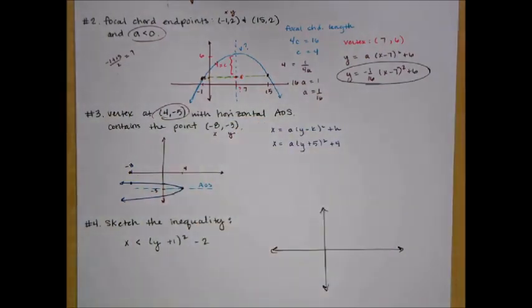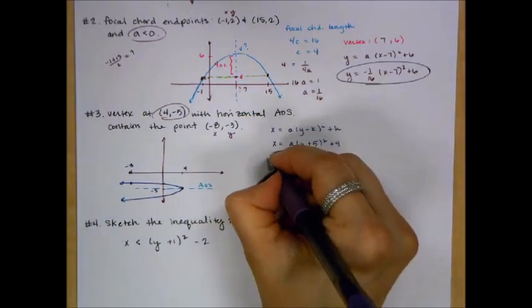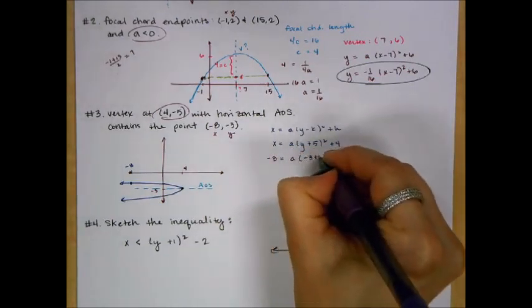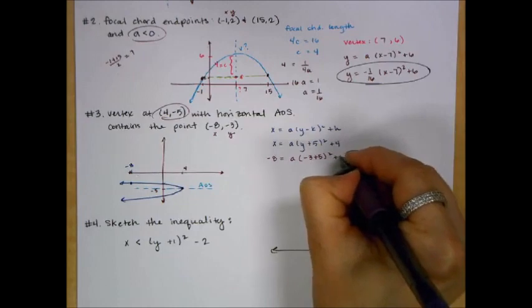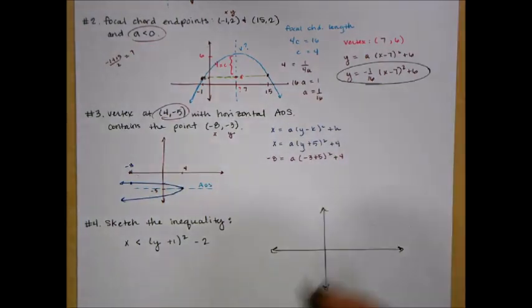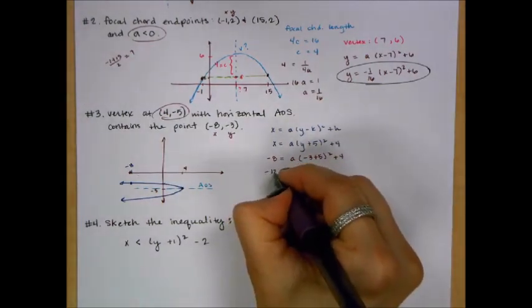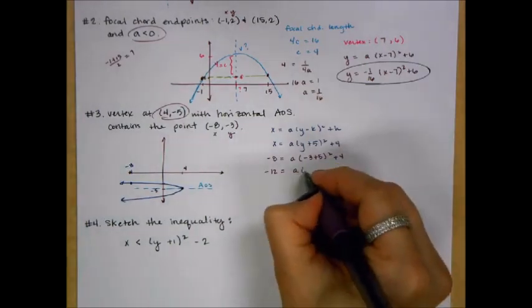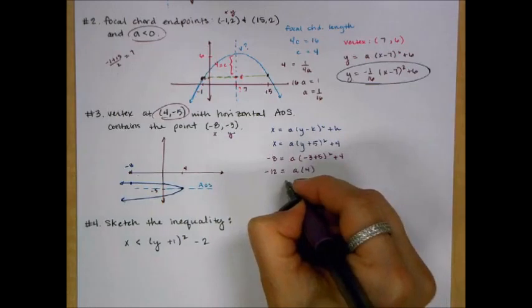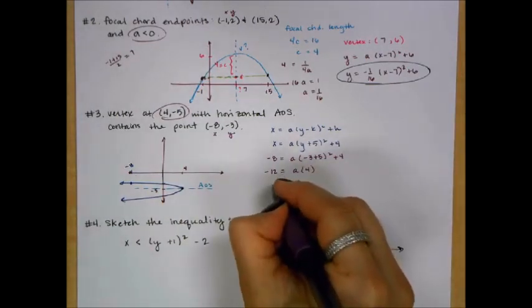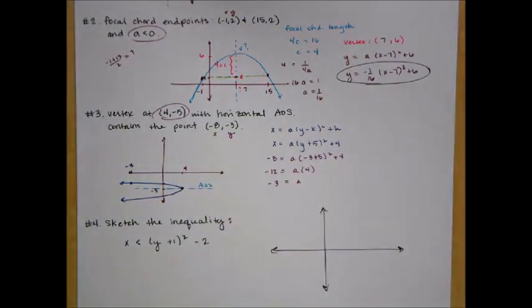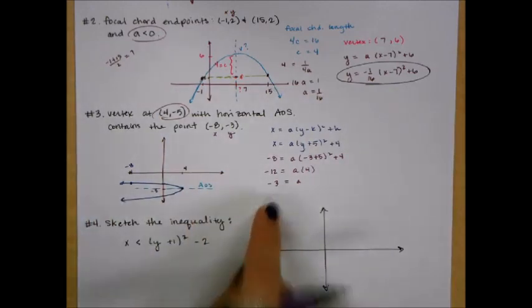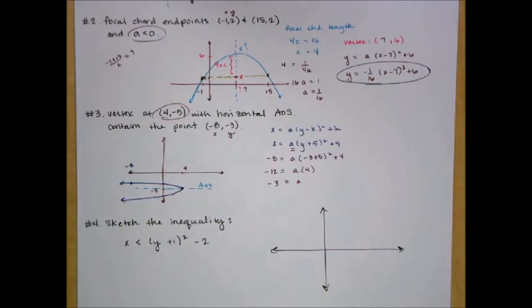So -8 is equal to a times (-3 plus 5) squared plus 4. In solving, we'll subtract 4 from -8 and simplify here. 2 squared is 4, and then divide -12 by 4 to get -3. And that makes sense. It is opening to the left, so my a value should be negative. We'll just plug that back in here and have our equation.